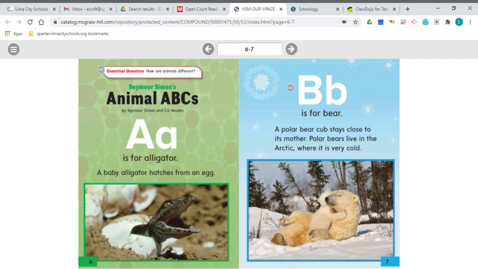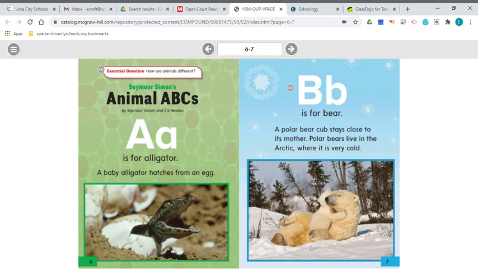Animal ABCs. Now, this is a different kind of genre for us because this is a photo essay. And in a photo essay, photographs and words are placed together on the page. The photographs try to give us a picture of what the words are trying to create. So the picture is just as important as the words in a photo essay for sure. And a photo essay gives pictures and words about real things. So these are actual pictures, not drawings or paintings.